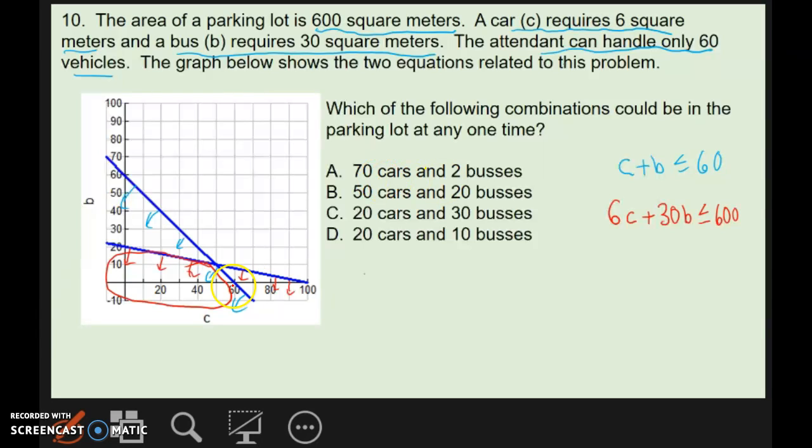We want to see which of these choices then will fit. So if I go to 70 and 2, already I know that I'm not going to work because I'm outside that region horizontally. So that's out. And if I go to 50 and 20, that's in that region I immediately said was no good. And going to 20, 30 doesn't quite work. 20 and 10 would be a combination that works.